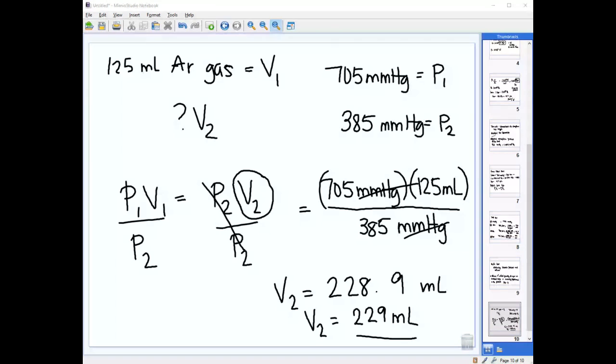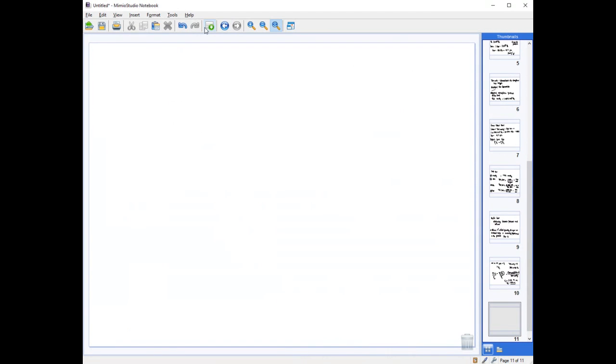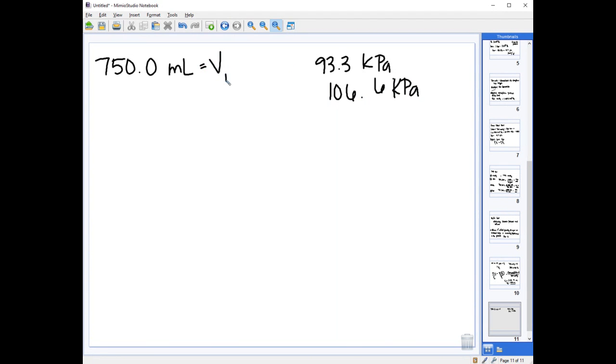All right. So we have 750 milliliters of some gas at 93.3 kilopascals, and we're upping that to a pressure of 106.6 kilopascals. So this is my V1, 750.0 milliliters, my P1 would be 93.3, and my P2, 106.6 kilopascals. So again, I'm looking for my V2.